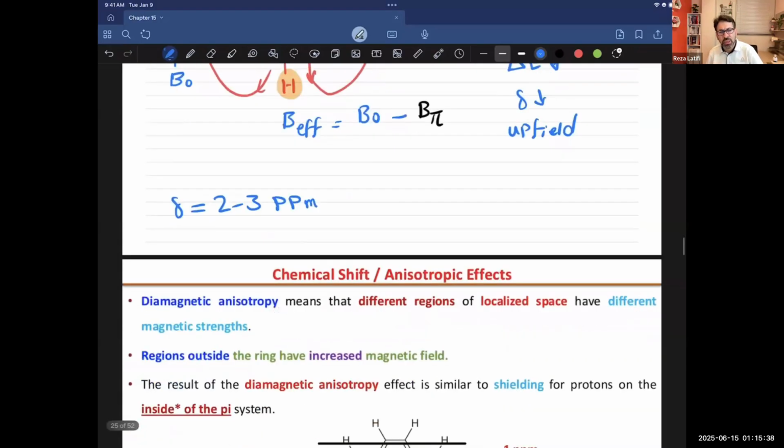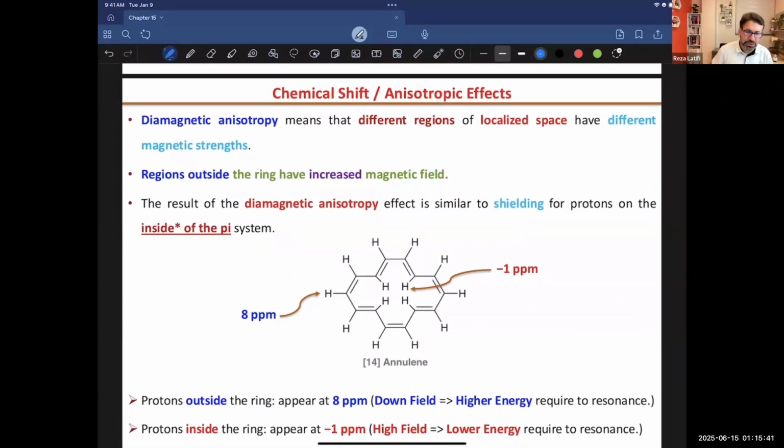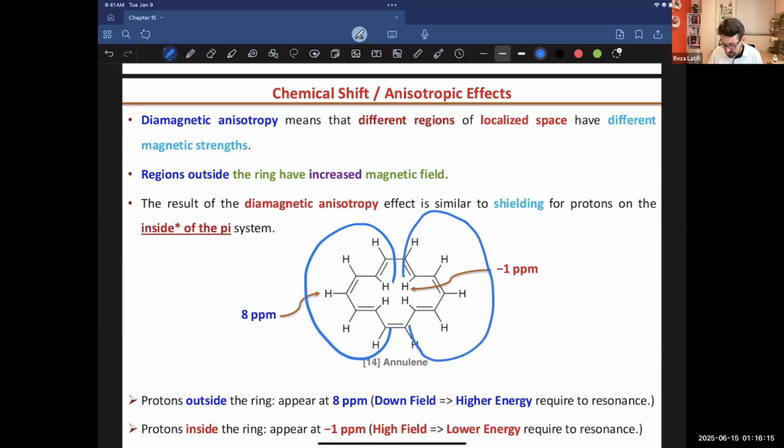Now, what will happen? We have a system that has a pi system, and it has hydrogen inside and outside the molecule, and those hydrogens can feel two different magnetic fields. In this case, we have a pi system. We can have a circulation of the pi system, and that's going to create a magnetic field. Let's draw the magnetic field. So I'm going to say I have a magnetic field, and let's say the magnetic field is moving this direction.